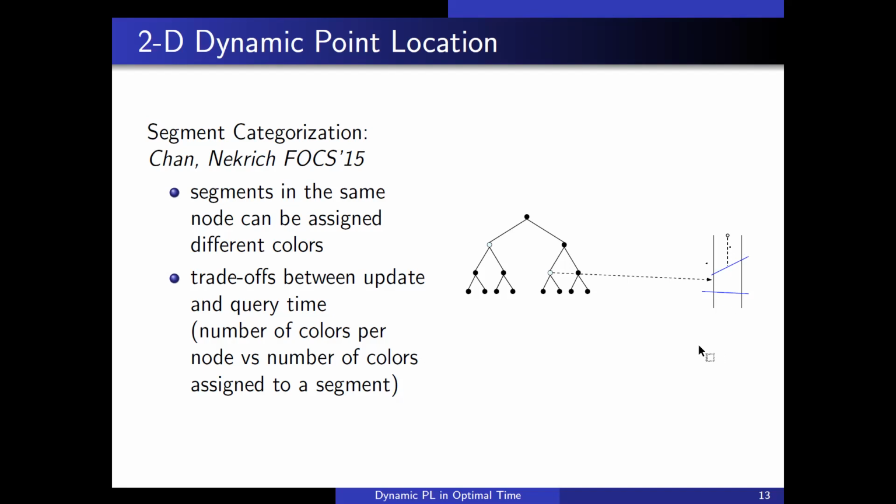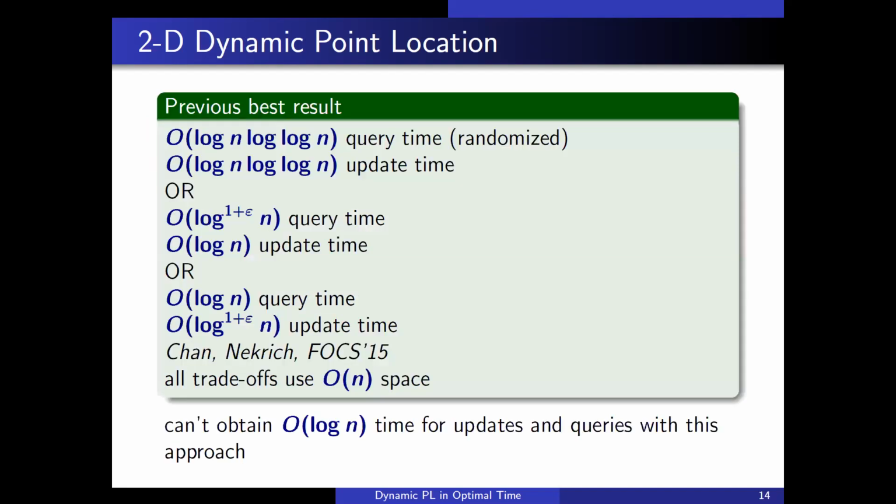So this enables us to achieve different trade-offs for queries and updates. Probably the best one is log n times log log n query time, and log n times log log n update time. Or one can achieve log^(1+epsilon) n query time, where epsilon is an arbitrarily small constant, and log n update time. Or vice versa, we can achieve optimal query time, log n, but then the update time will grow to log^(1+epsilon) n.